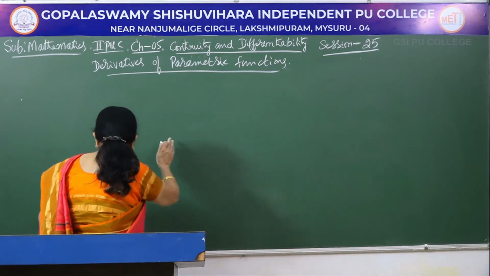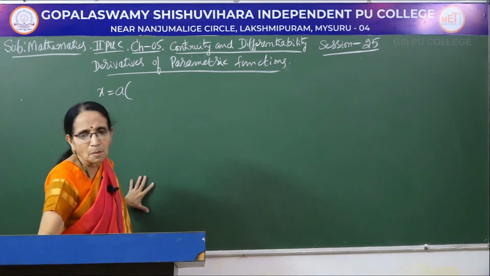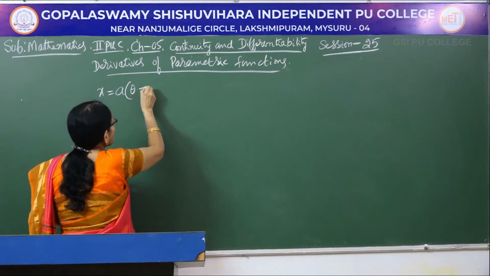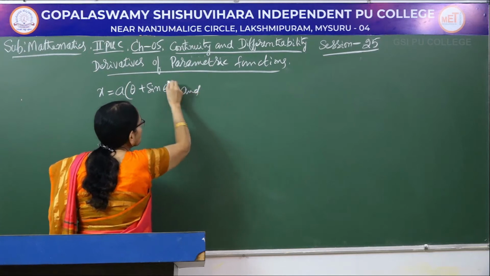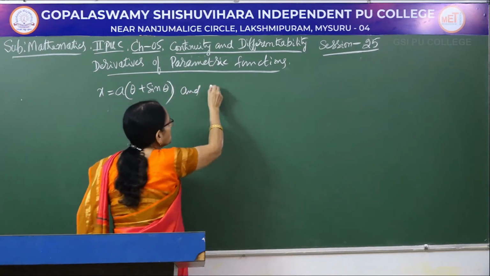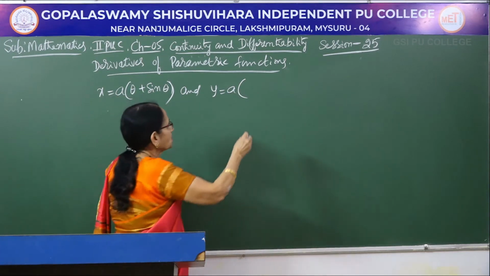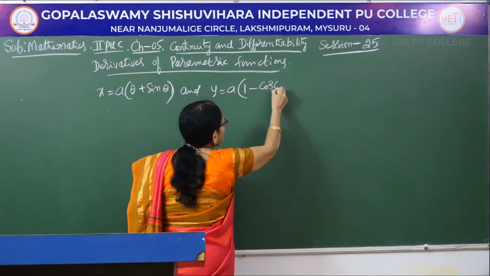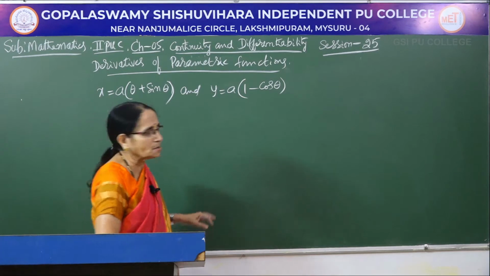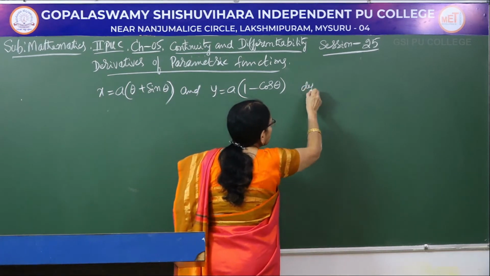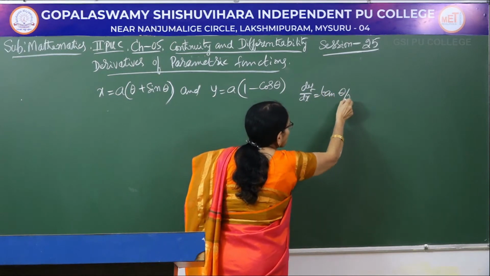If x is equal to a into theta plus sin theta, and y is equal to a into 1 minus cos theta, then show that dy by dx is equal to tan of theta by 2.